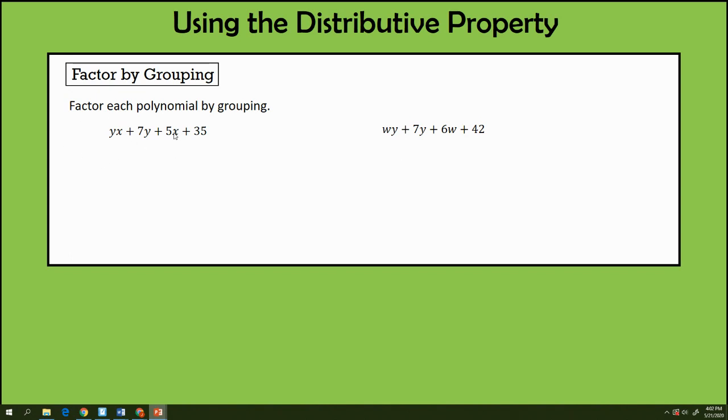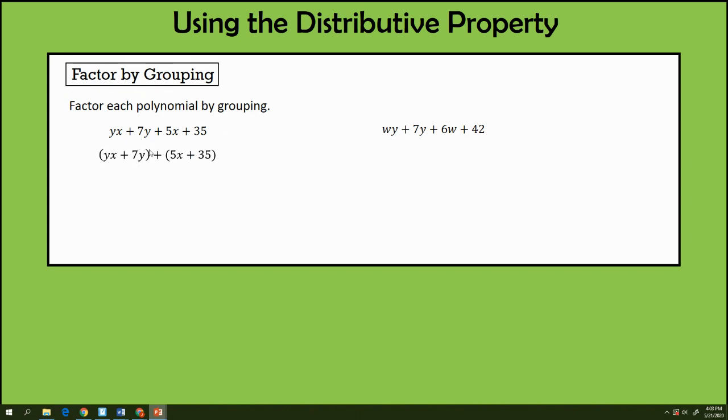The first thing we want to do is group it. We're going to group the first two together. Y times x plus 7 times y. That's going in the first parentheses. The second parentheses will be 5x plus 35. Okay, so this is factor by grouping. So the first thing we got to do is group and group.